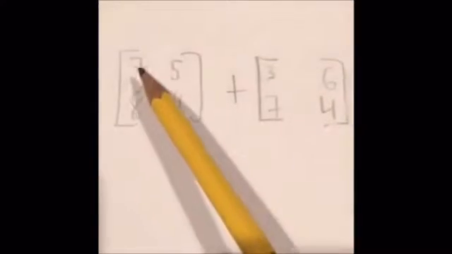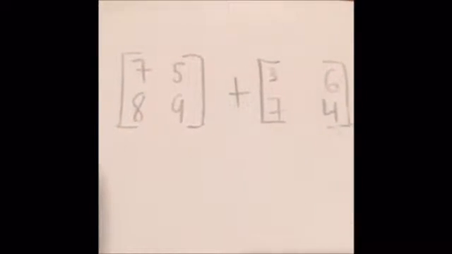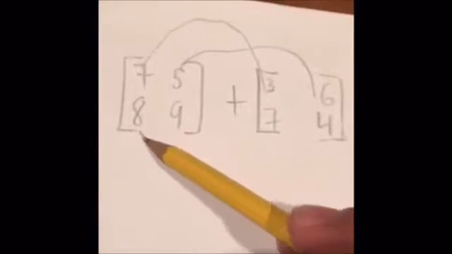So now that you know a little bit about matrices, I'm going to show you how to solve a simple matrix addition problem. Here we have 7, 5, 8, 9 plus 3, 6, 7, 4. What we're going to have to do is add each value up. So 7 to the 3, 5 to the 6, 8 to the 7, 9 to the 4. And that gives us 10, 11, 15, and 13. It's really that simple. Now, the same approach can be used for multiplication and subtraction.